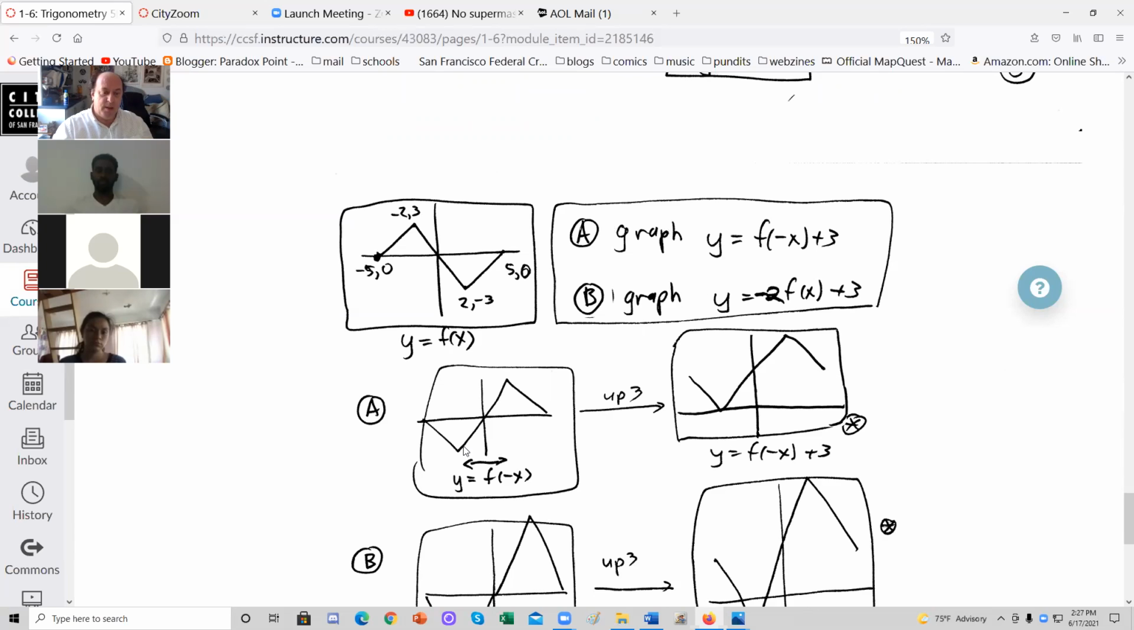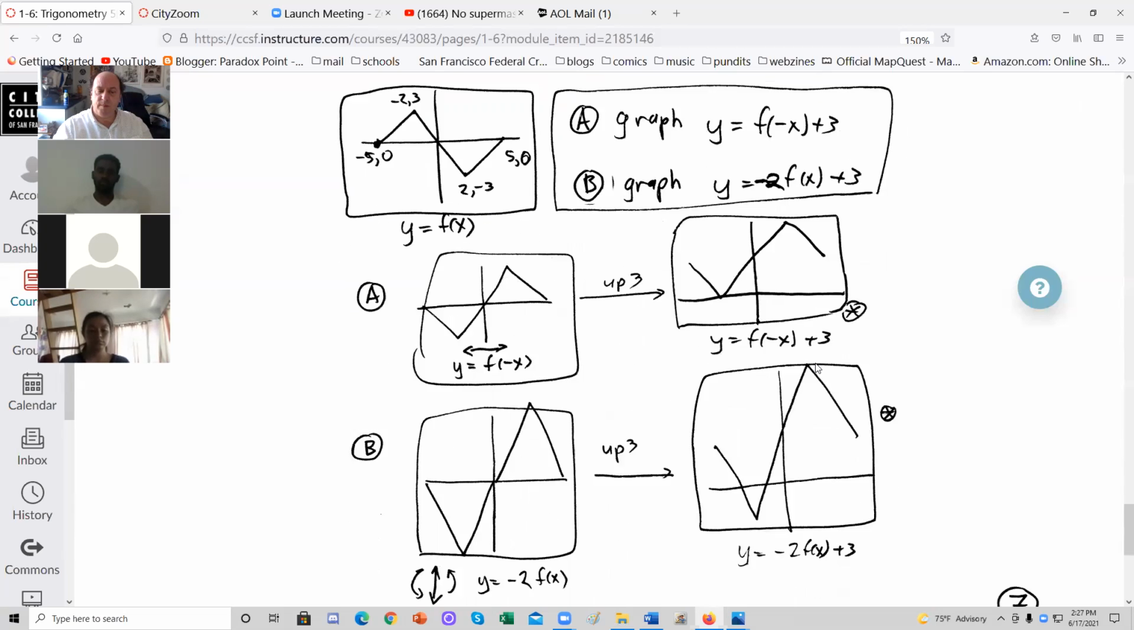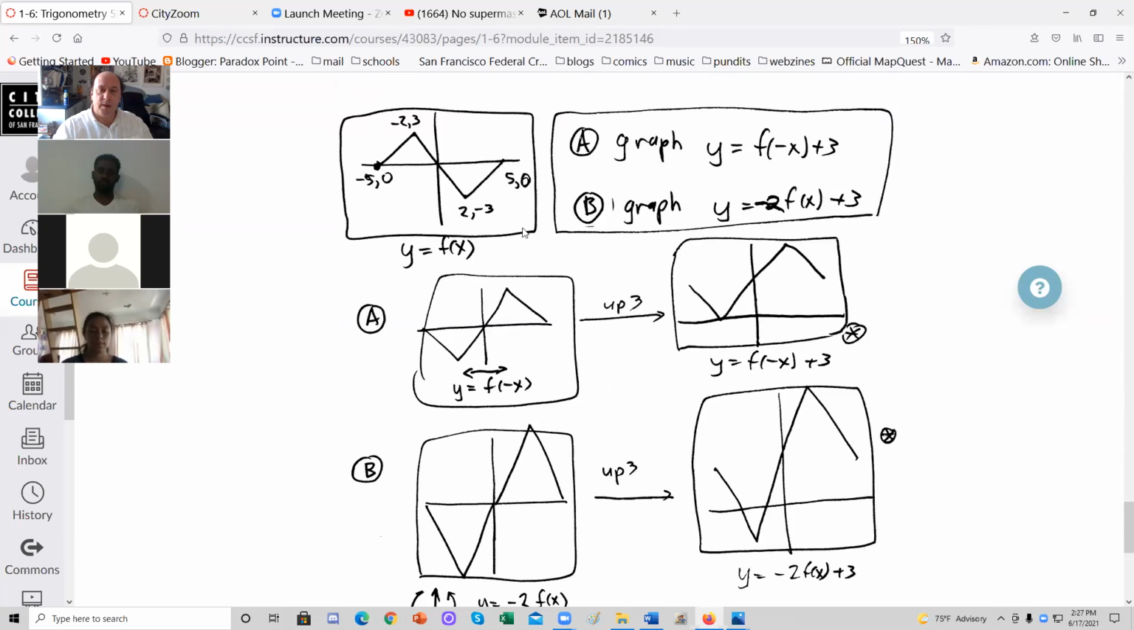All right. If here is f of x, then f of negative x flipped it left for right, like this. Then plus 3 raises it by 3 units, so it looks like this. That's number 8. Letter B, here we go.